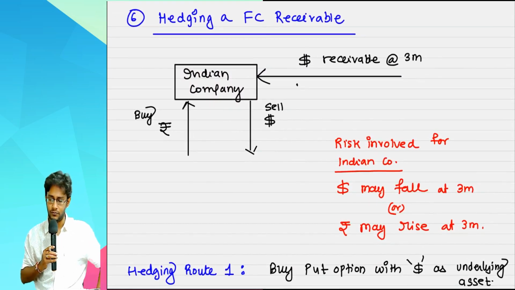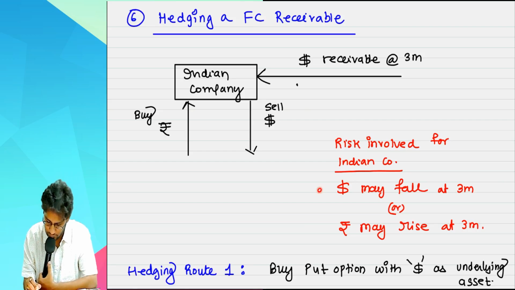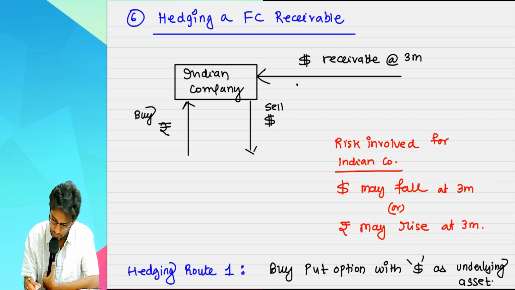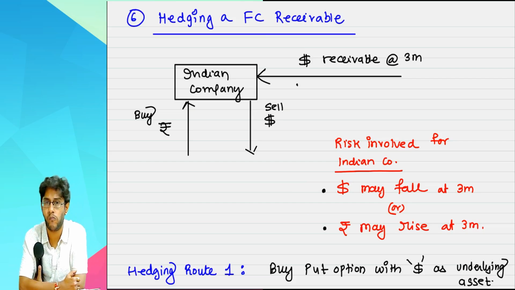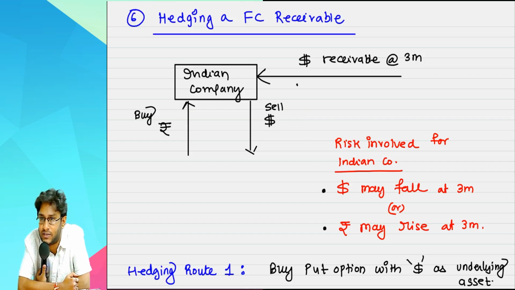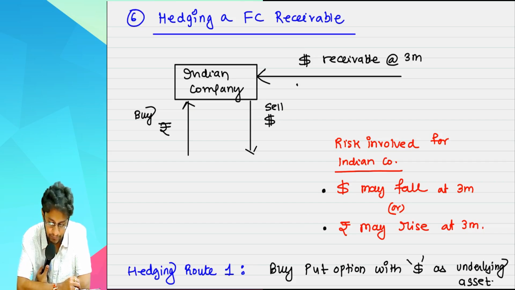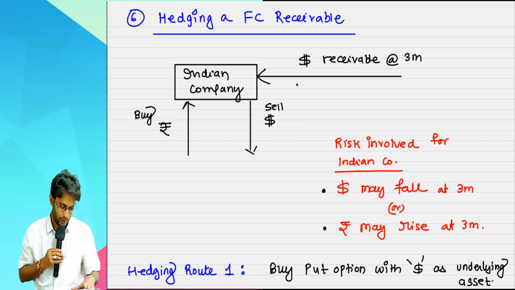Copy this. Sir, any doubt in risk? How did you get the risk? I'm going to sell dollars in future. So the spot rate of dollar can fall, that will hurt me. A dollar falling means rupee rising. That much also you can't think.